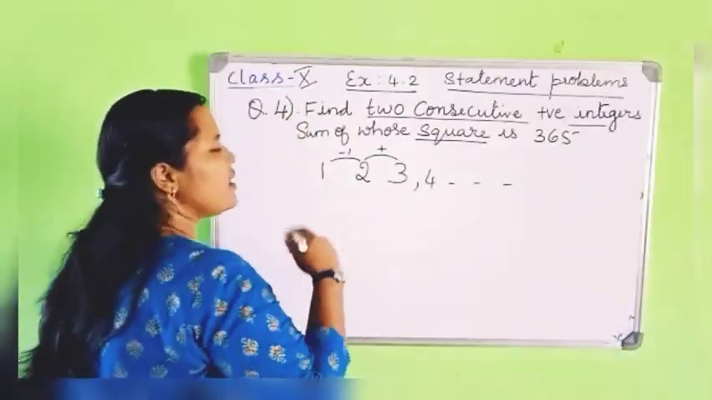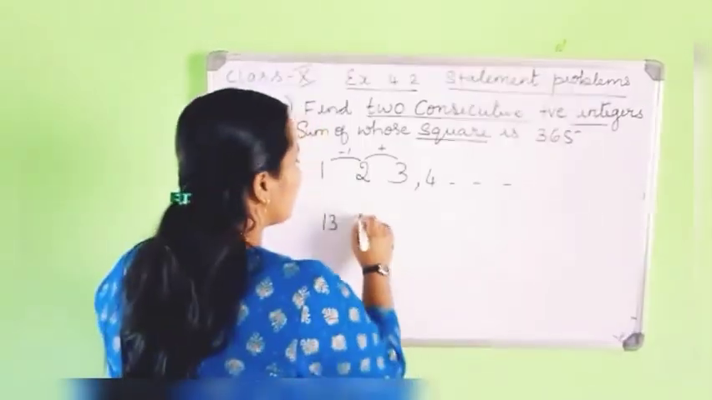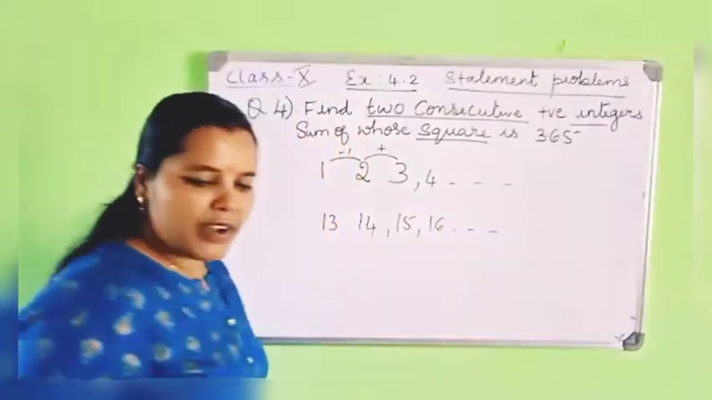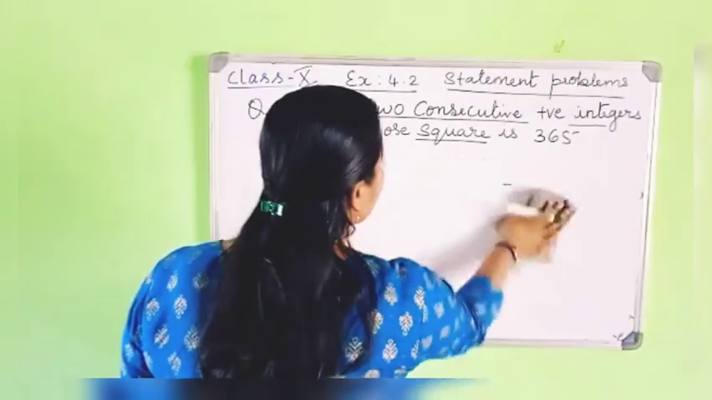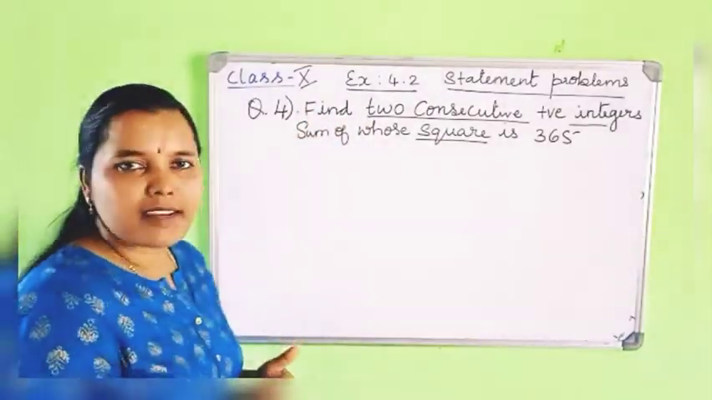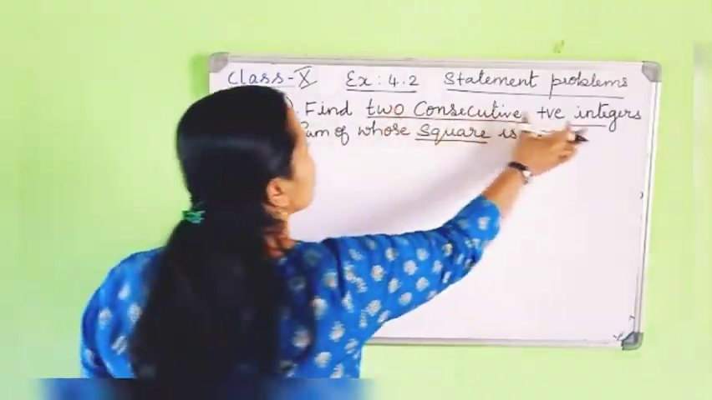Next, if I take one number that is 13, what are the consecutive numbers of 13? You will get 14, 15, 16 etc. If one number is x, what is the consecutive of x? x plus 1, right? x plus 1. So now let us take two consecutive integers.